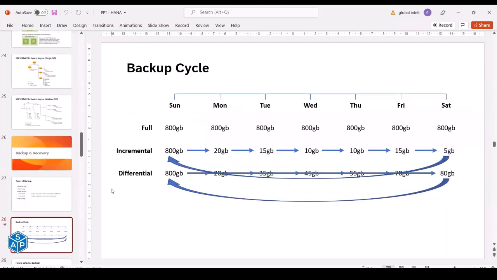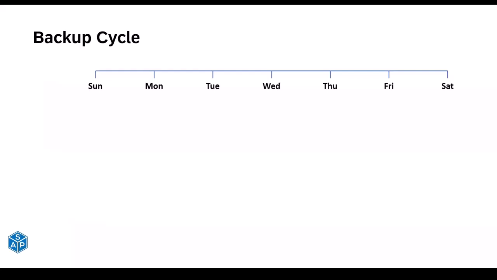Okay, so this is the screen for your incremental and differential backup. Now when you come to a backup cycle, we are taking an example of one week, that is, a weekly backup cycle. The first example that we are going to take is a full backup. For example, if the backup size of my database is say 800 GB.